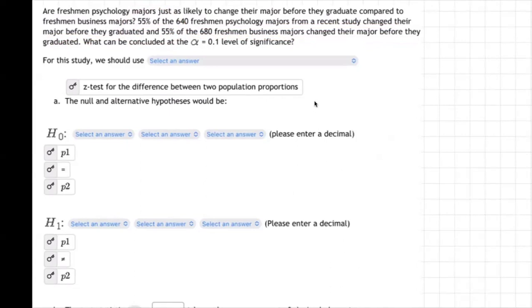All right. So what kind of a test is this? Well, you can see that there's two percentages, huh? So we're going to choose the z-test for the difference between two population proportions. There's two percentages, two proportions. So that's our choice. Okay, so now we got to write H0 and H1 and come back.